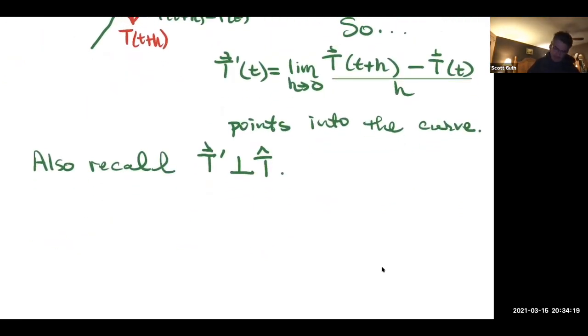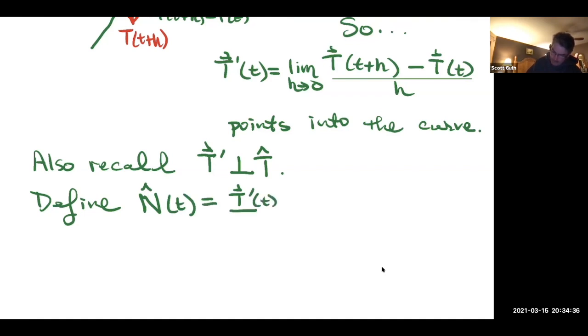Okay, so define N of t to be T prime of t over the magnitude of T prime of t. Okay. This is a unit normal that points into the turn and is perpendicular to T.